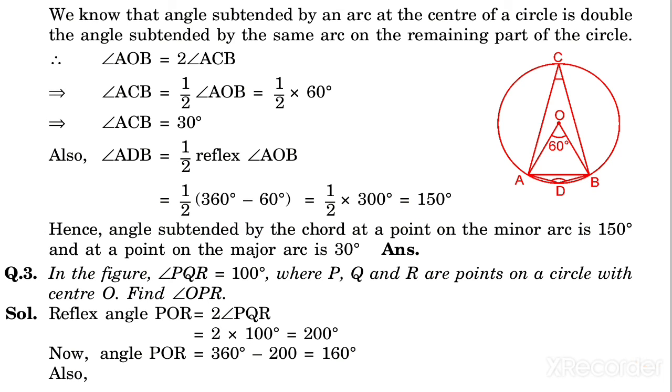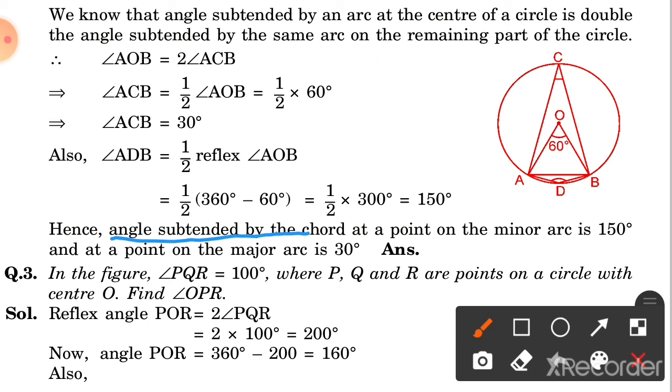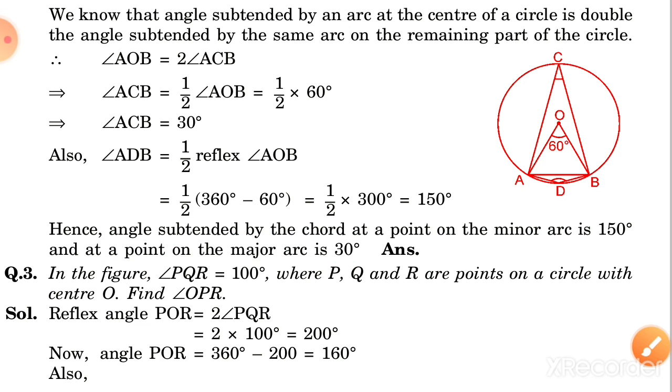Correct? So the final conclusion statement is: the angle subtended by a chord at a point on the minor arc is 150 degrees, at a point on the major arc is 30 degrees. Correct? So this is your answer. So now move on to the next question.